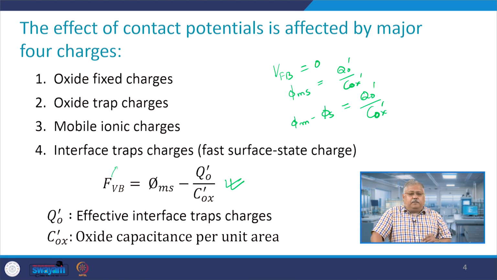See, typically what happens is that the trap charges will vary with position and distance. So, the best way to do it numerically is to assume that there is a single value of effective interface trap charge which takes care of the total traps available there, and we refer to that as Q0 prime, charge per unit area. So, this is the effect on the contact potential, the major changes in the contact potential because of the charges which are available here.